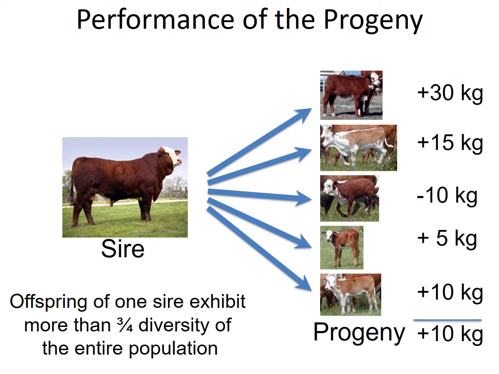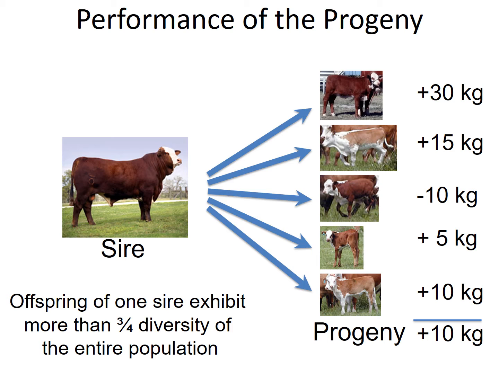So it turns out that if you were to do this and adjust for all those non-genetic effects, such as age of the dam of the calf and the date of birth of the calf, you'd find that the variation in performance of the offspring of that one sire exhibits more than three-quarters of the diversity you would expect to see in the entire population. Now, a lot of farmers find this hard to believe. They expect a good bull should produce good offspring and a poor bull would produce poor offspring.